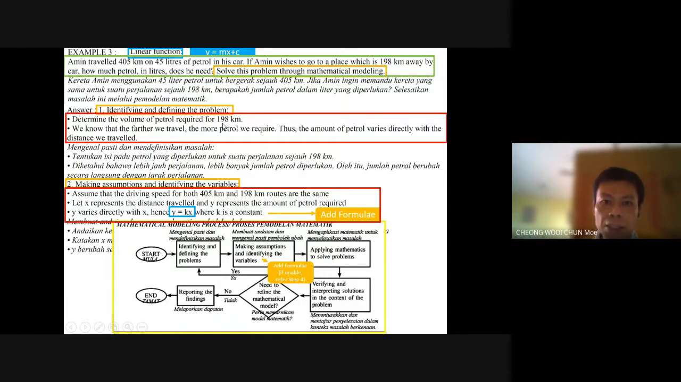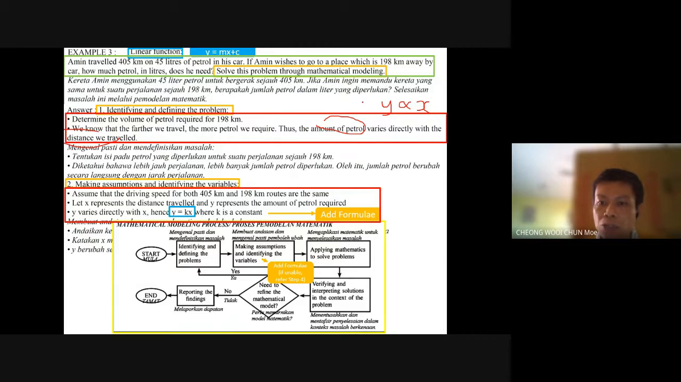From here we know that the further we travel, the more petrol we require. This is what we understand. The amount of petrol varies directly with the distance we travel. Let's say the amount of petrol is y and the distance we travel is x, so y varies directly with x.